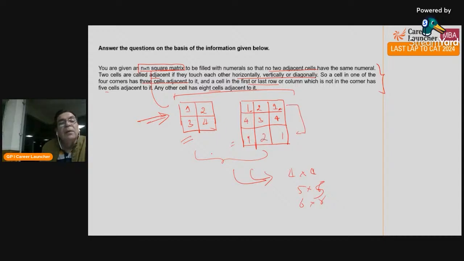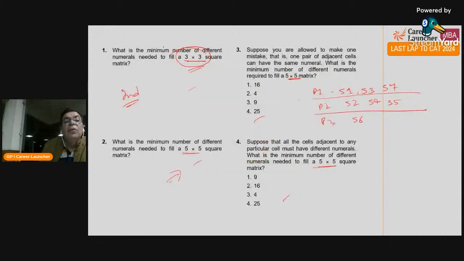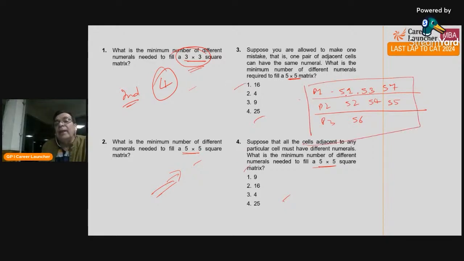1, 2, 1. So how many numerals do I need? 4 numerals I need. Okay, so this is 4. Now I can do the same thing for 5 by 5 also and take it forward for the others. So this is my order of priority so far. And within priority 1 also, I will first do set number 1, then set number 3, and then set number 7. This is the order I am looking at this point of time.